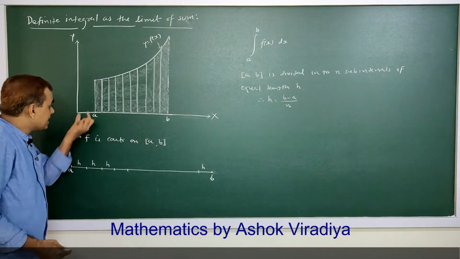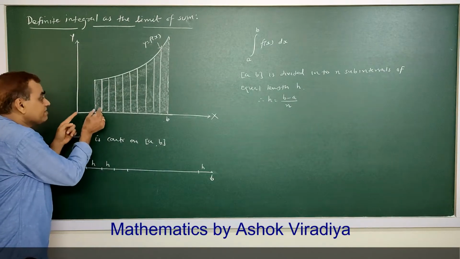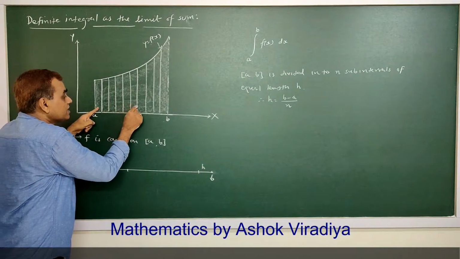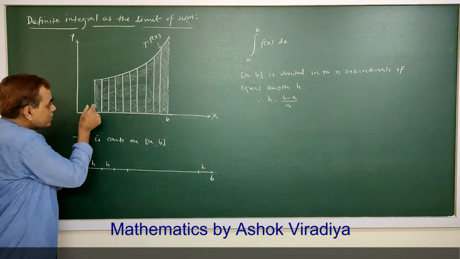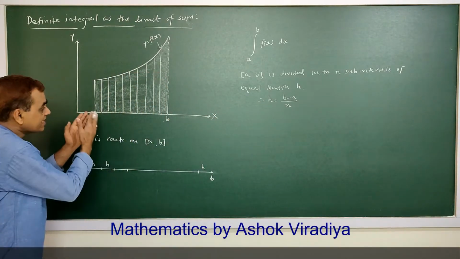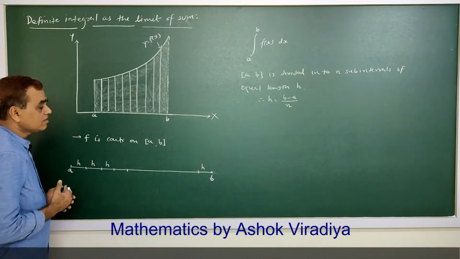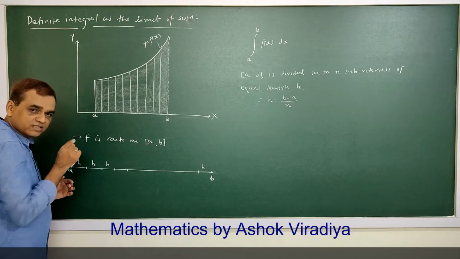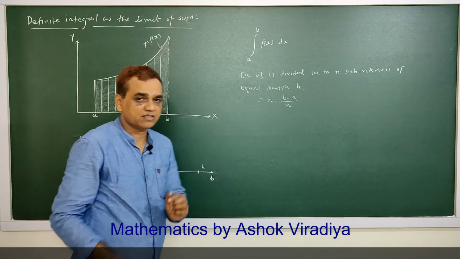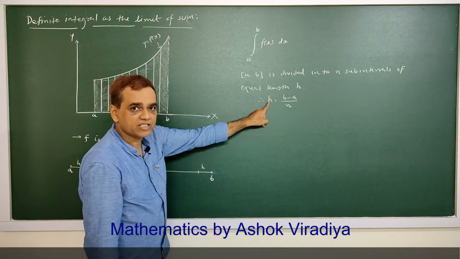Now this number of strips can be increased. As you increase the number of strips, here at present there are 10, so the length of each subinterval is (b minus a) upon 10. If you divide into 100 strips, then you have to make 100 partitions here, so the strips will be thin, so the width of every strip will decrease. So as you increase the number of subintervals, h will decrease.